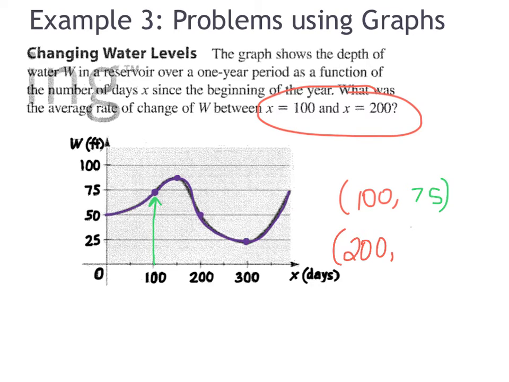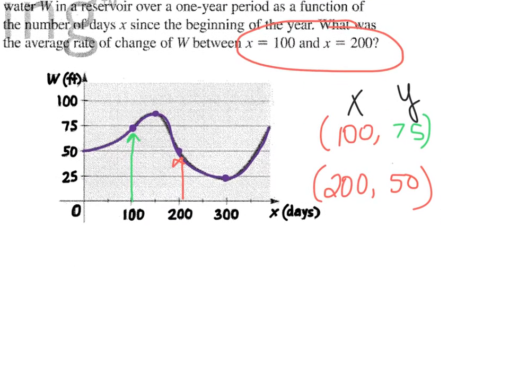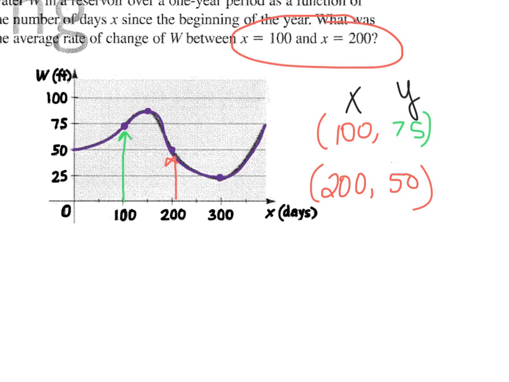And then at 200, what is the y value? 50. Do you see now how you have your ordered pair? That's not a straight line, so you're not actually finding the quote-unquote slope. You're finding the average rate of change, which uses the slope formula. So we're going to say this is x, this is y. So what am I going to put? 75 minus 50? You guys want to say 75 minus 50? Okay. Then what goes on the bottom?